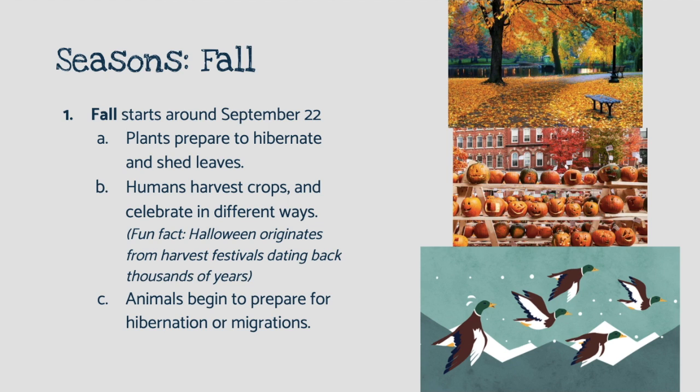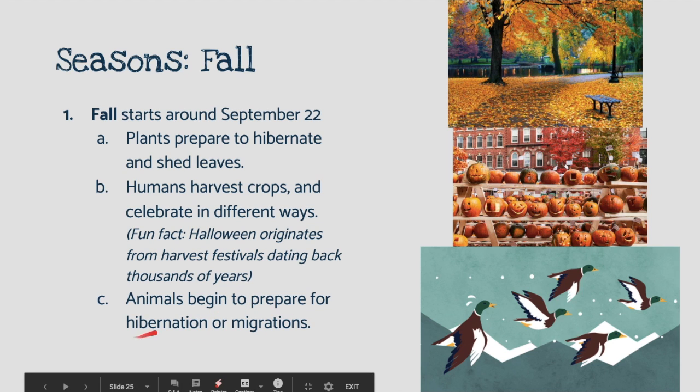Fall starts around September 22nd. Plants prepare to hibernate and shed their leaves. That's why we see all the leaves falling in fall, because the trees are getting ready to sleep for the winter, go dormant. Humans harvest crops and celebrate in different ways. So, fun fact, Halloween originates from harvest festivals dating back thousands of years. So that means many cultures and different people celebrate harvest time, which Halloween is based off of. Also, animals begin to prepare for hibernation or migrations.